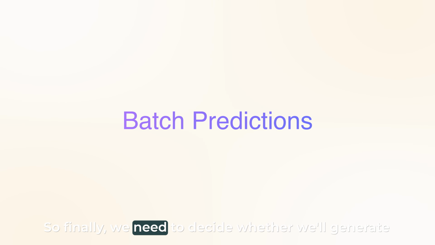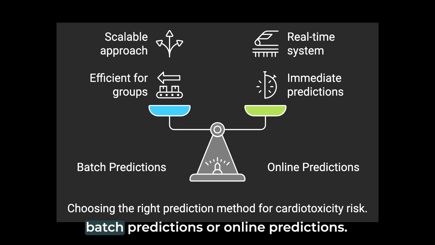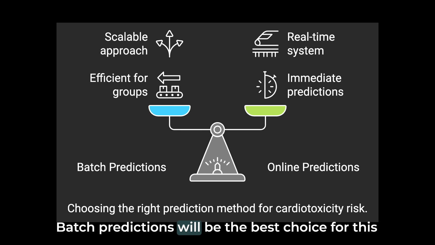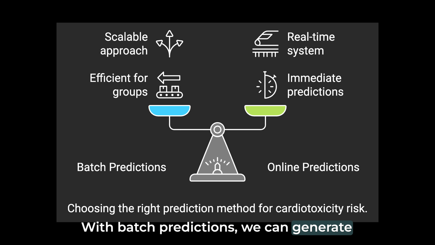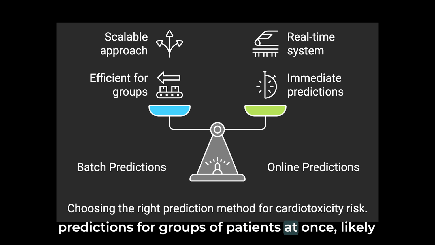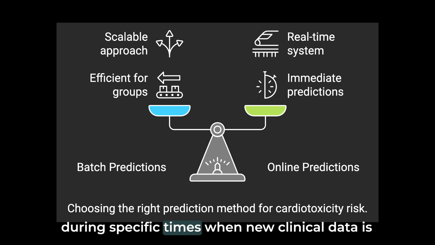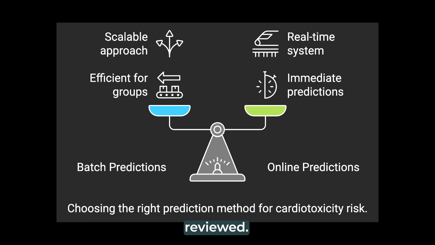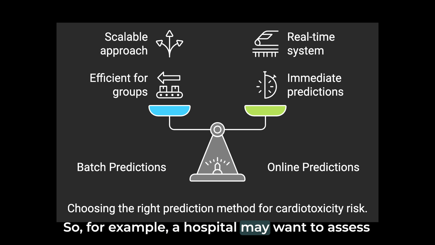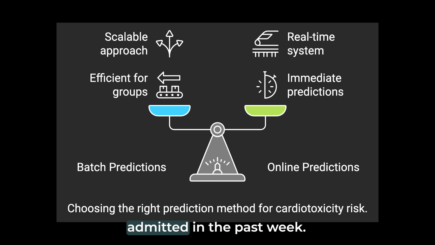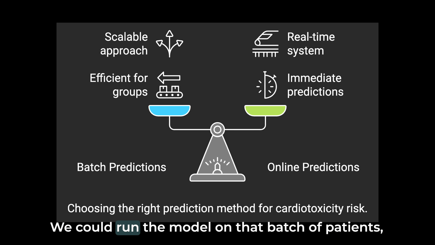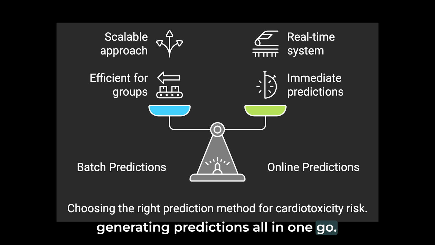So finally, we need to decide whether we'll generate batch predictions or online predictions. Batch predictions will be the best choice for this project. With batch predictions, we can generate predictions for groups of patients at once, likely during specific times when new clinical data is reviewed. For example, a hospital may want to assess cardiotoxicity risk for all new cancer patients admitted in the past week. We could run the model on that batch of patients, generating predictions all in one go.